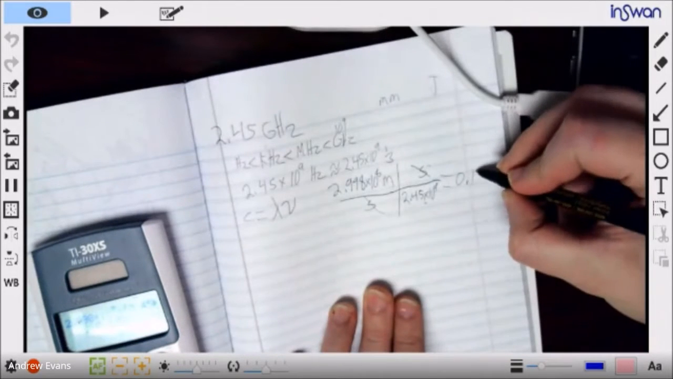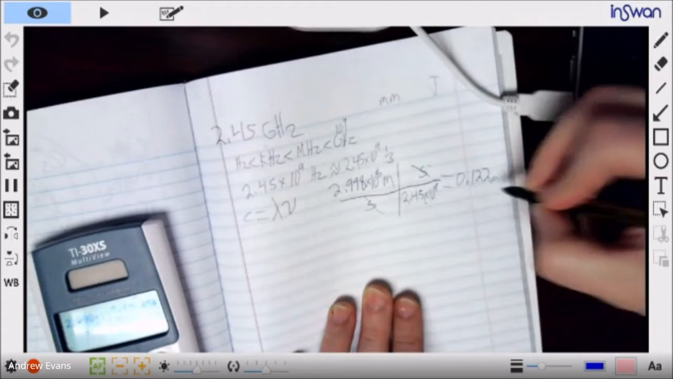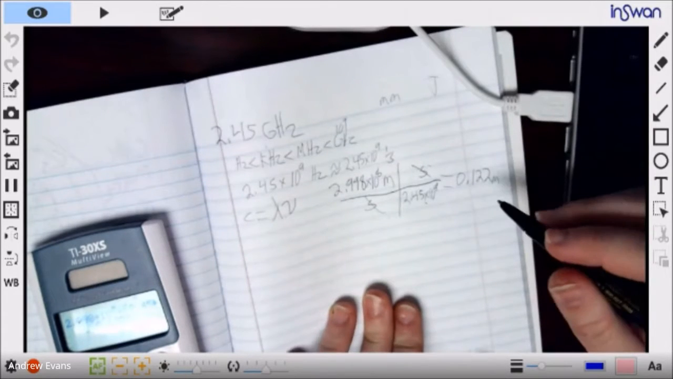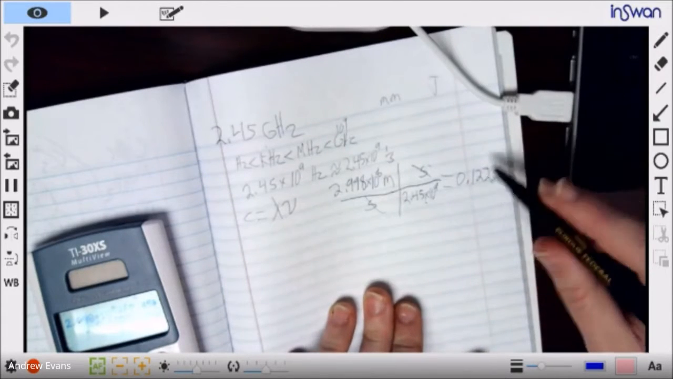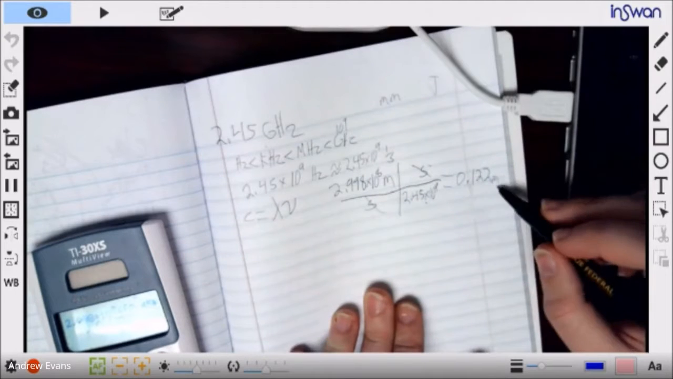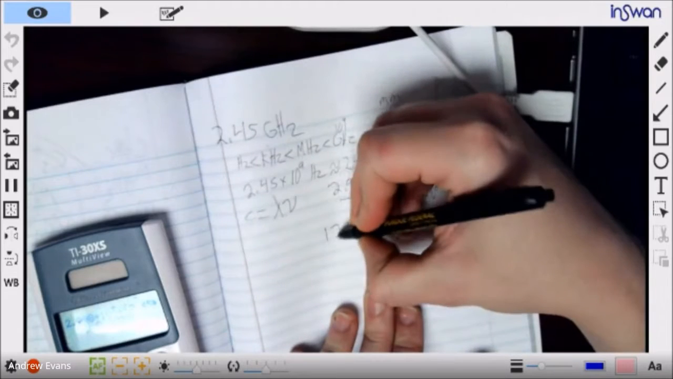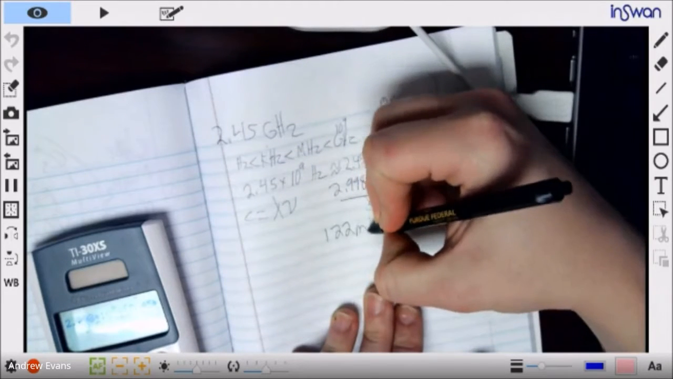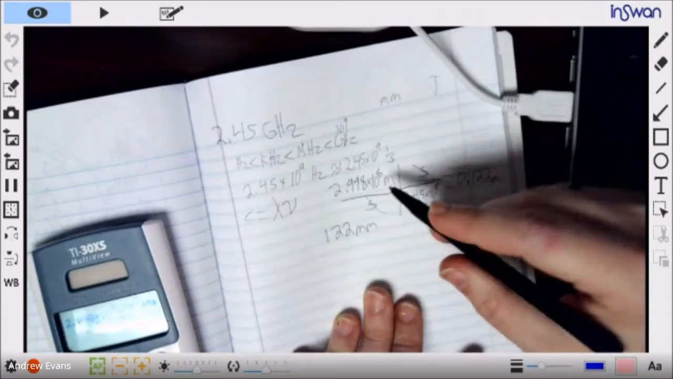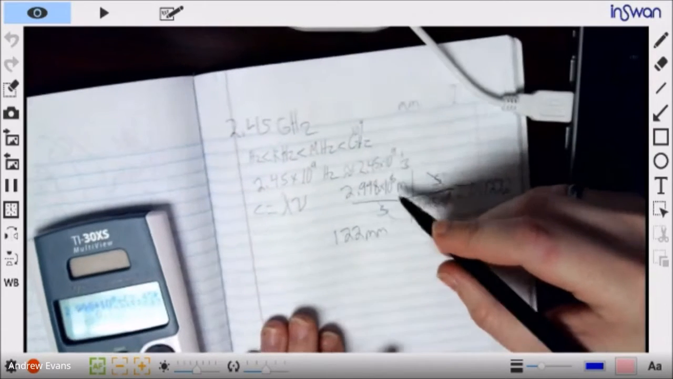0.122 meters. However, in this question, I ask you for the answer in millimeters. So to go from meters to millimeters, we multiply by 1,000. So the correct answer should be something like 122 millimeters. Okay. Second part of this question, what is the energy?